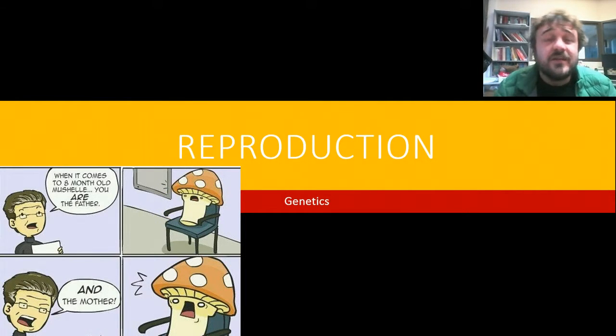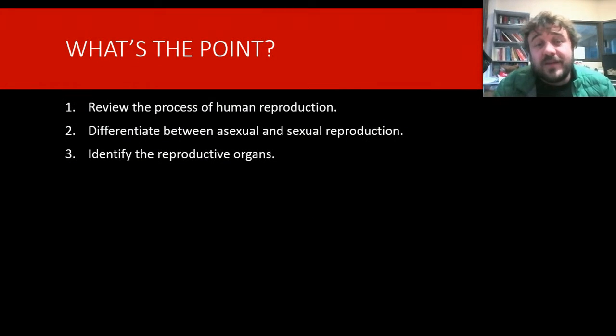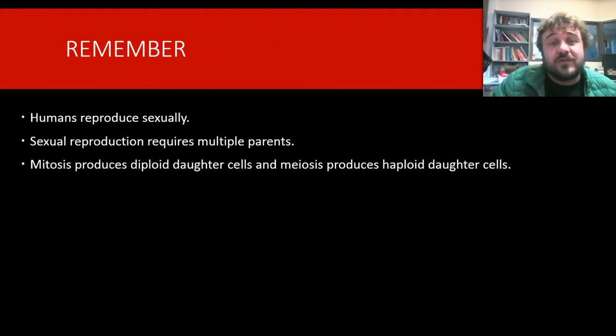All right, geneticists. So we've talked about replication. Now we're going to talk about reproduction, and mostly we're actually going to talk about human reproduction. By the end of this, you should be able to know the process of human reproduction. You should also be able to differentiate between asexual and sexual reproduction, as well as identify the human reproductive organs.